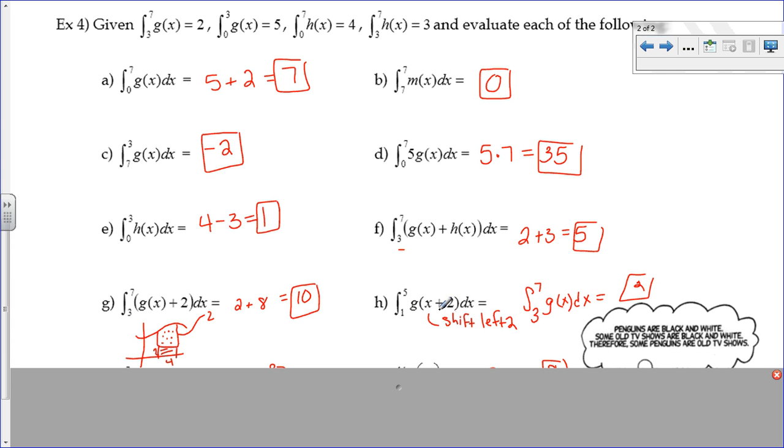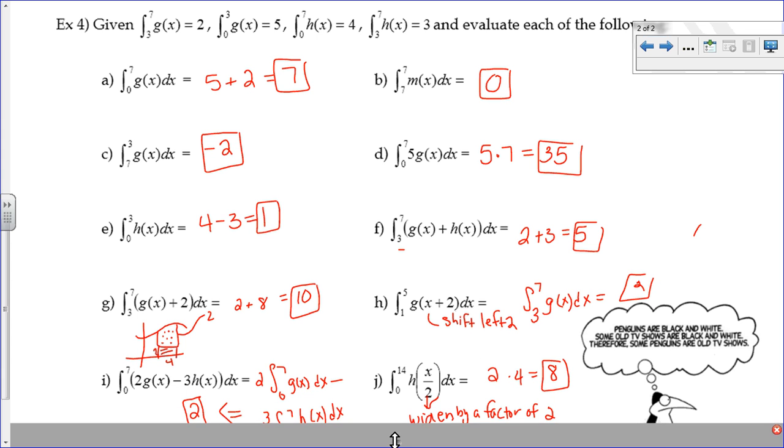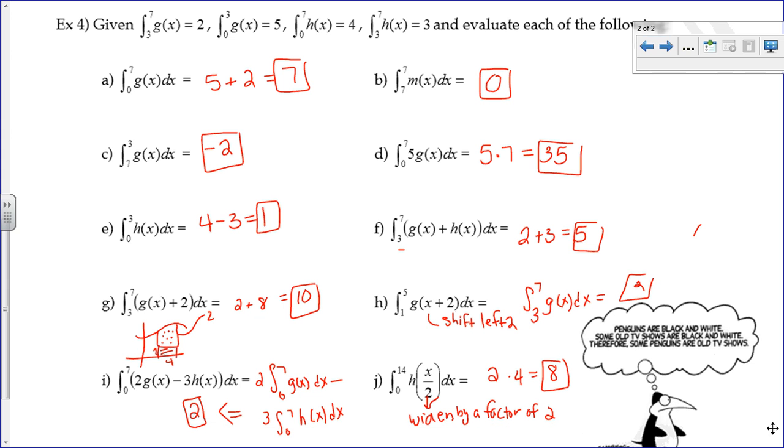g of x plus 2 means I'm shifting the function to the left 2, and as long as I shift the bounds to the left 2, this integral has the same value as the original integral from 3 to 7, and that was 2. And then last but not least, these two unique guys down here. The integral of 2 times g minus 3 times h is just 2 times g minus 3 times h, which is 2 times 7 minus 3 times 4, which is 14 minus 12, which is 2.